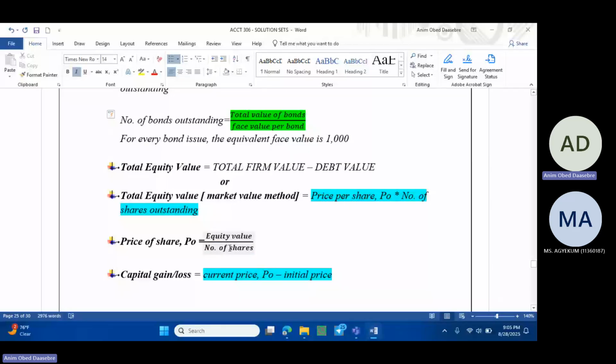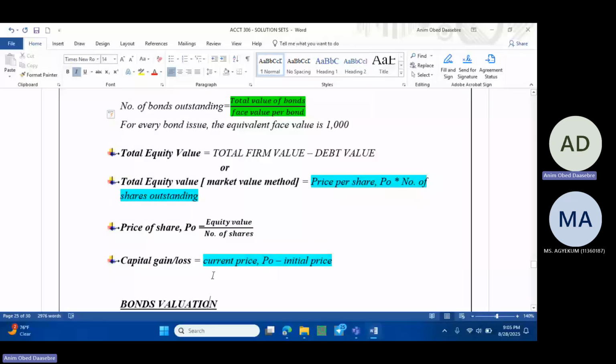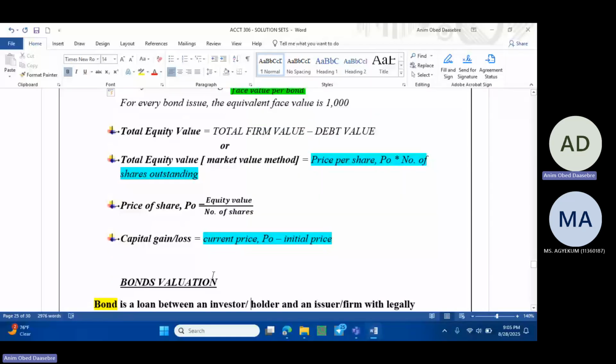You get that. And some questions will also ask you to compute capital gain or loss. In some questions, they can ask you to compute the capital gain or loss. This one, capital gain or loss, is usually for shares.